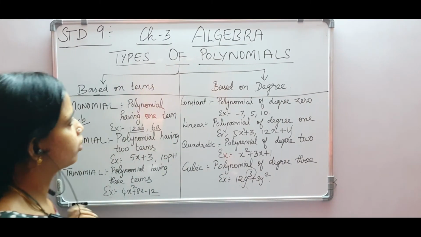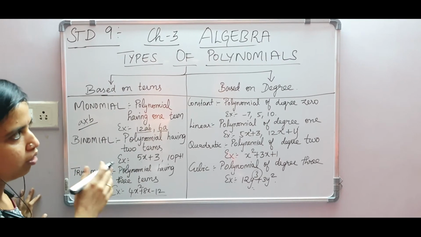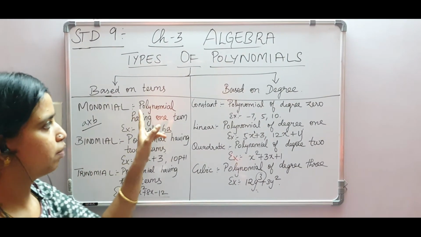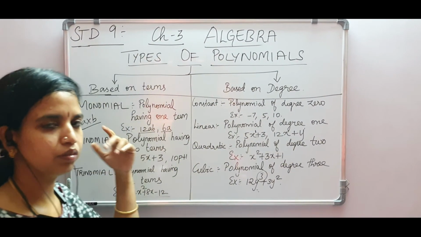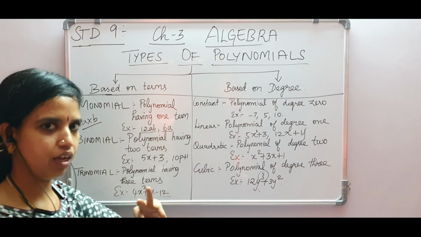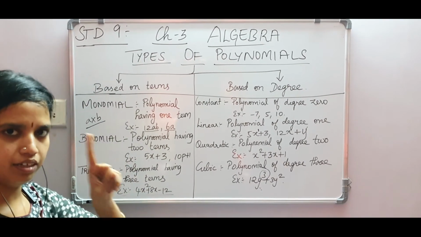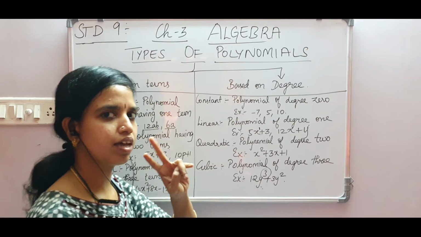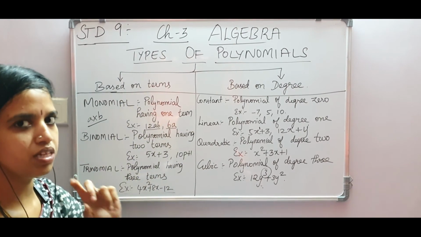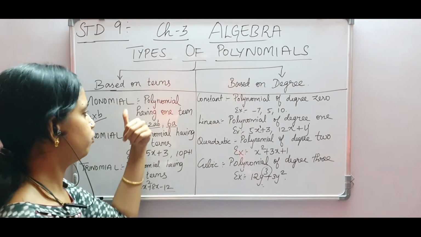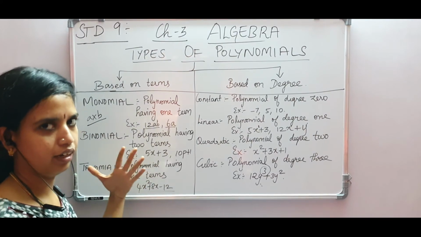So in today's section we saw about types of polynomial based on terms and based on degree. Based on terms we are having three, that is monomial, which is nothing but having a single term, binomial meaning having two terms, and trinomial meaning having three terms. We have to see the terms, not degree and all. Okay.